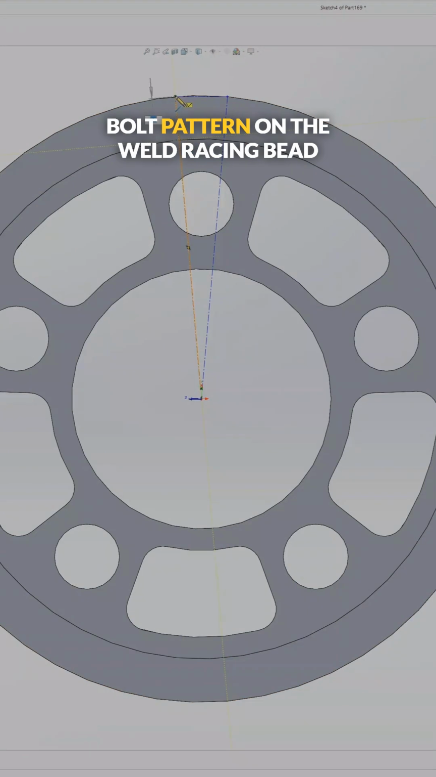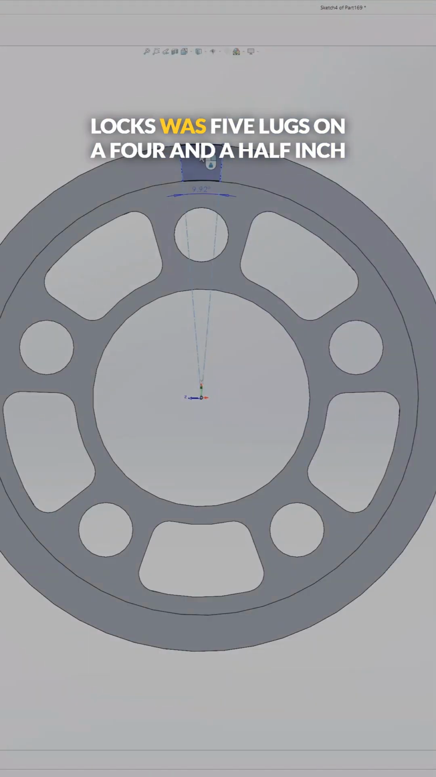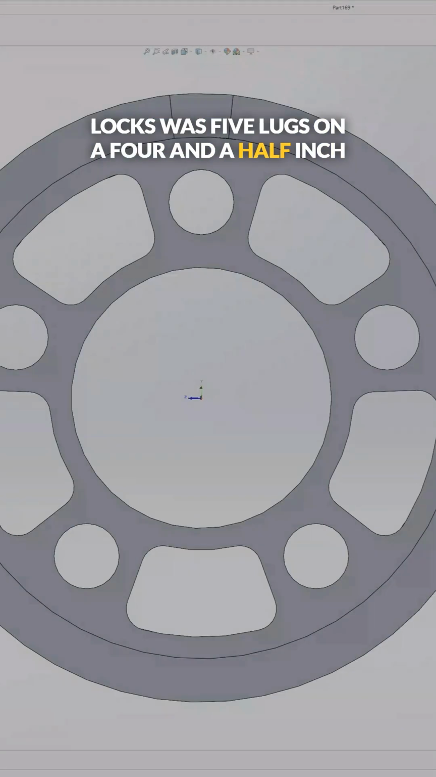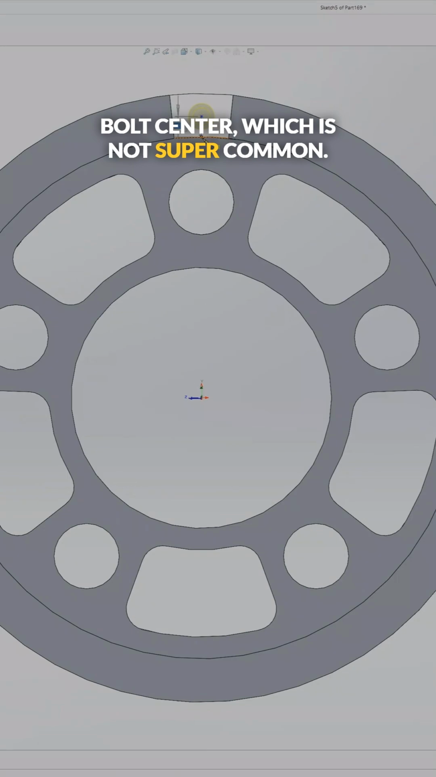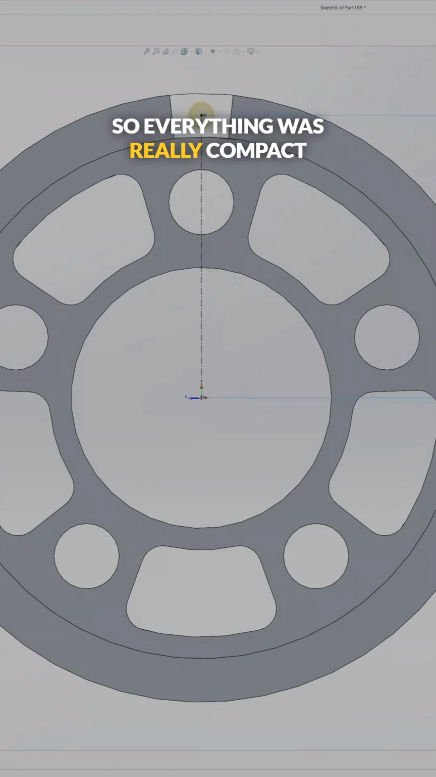That drag racing bolt pattern on the Weld Racing beadlocks was 5 lugs on a 4.5-inch bolt center, which is not super common. It's really small. So everything was really compact in here.